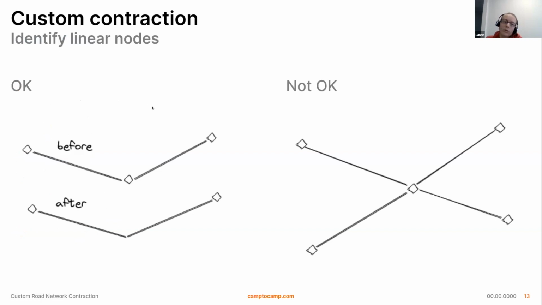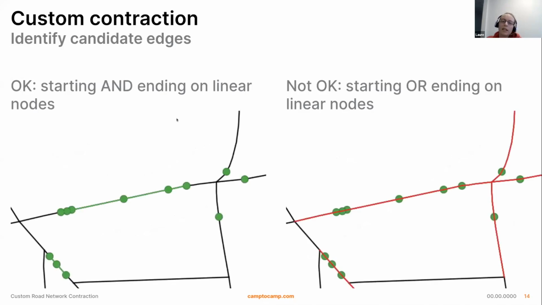So how do you identify the edges that you want to remove? You want to identify what we call linear nodes. Linear nodes are connecting only 2 edges. And here you can see it's easy to remove the middle node, and we only have 1 edge after that. And when it's not linear, you can see that removing this central node would not produce one line string, but a multi-line string, and it's not routable anymore. So we identify linear nodes.